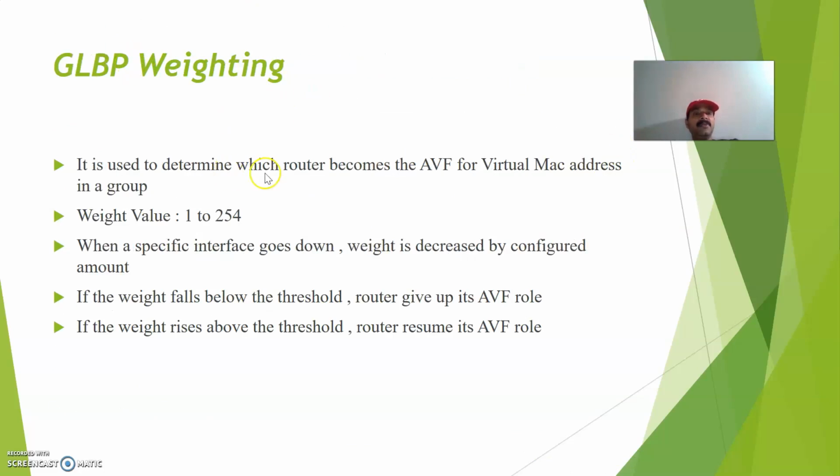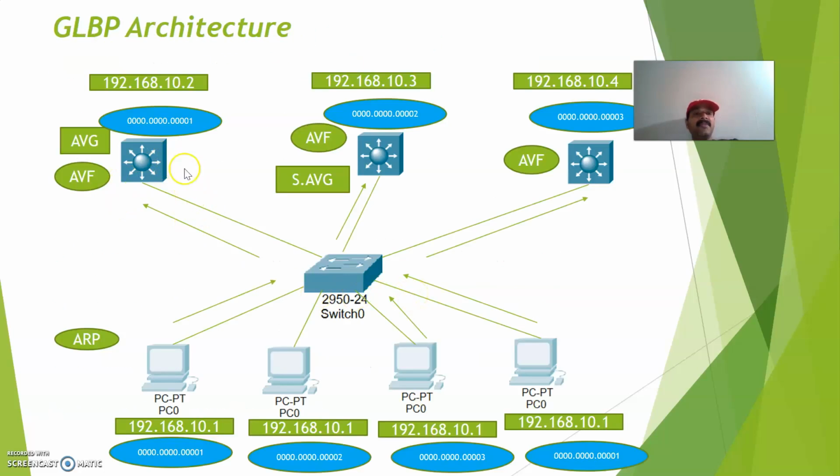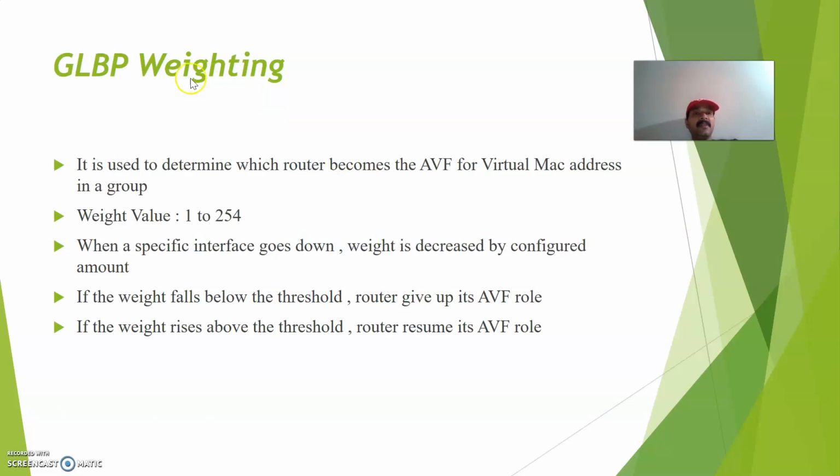So what is weighting? It is used to determine which router becomes the AVF for the virtual MAC address. If you want to assign the AVF role to another router, then I can use this weighting function. It works by assigning a threshold value. Whenever the weight falls below the threshold value, the router will give up its AVF role. So whenever the primary AVF goes down, automatically the AVG can assign the AVF role to another router. That can be determined by the weighting value. We can assign some value, and if the weight falls below the threshold value, the AVG will automatically assign the AVF role to another router. That is determined by this function called the weighting function.